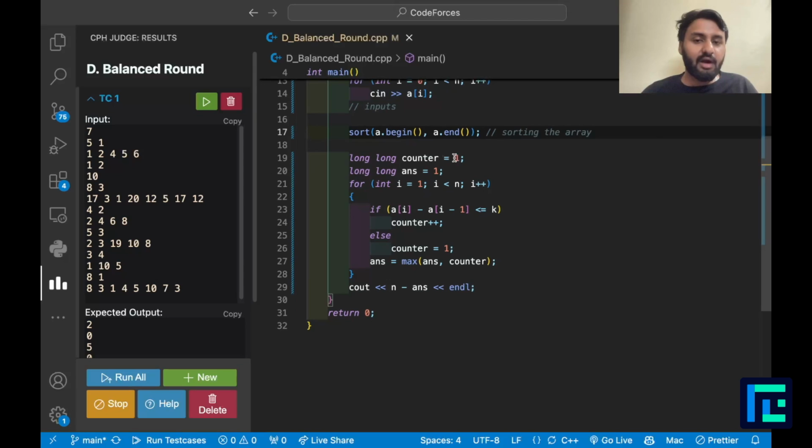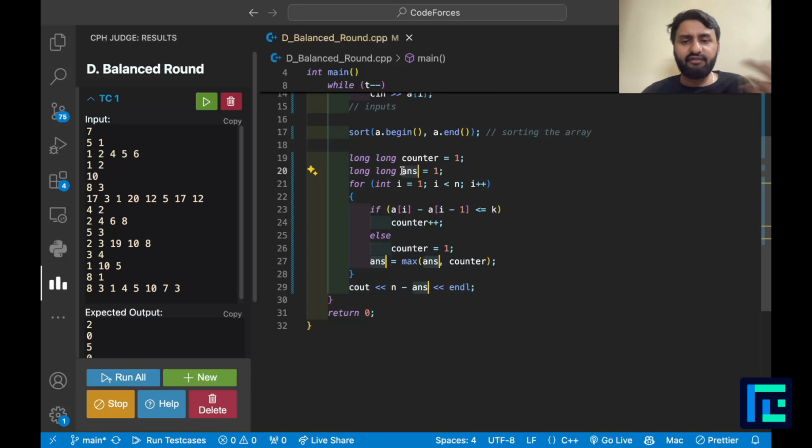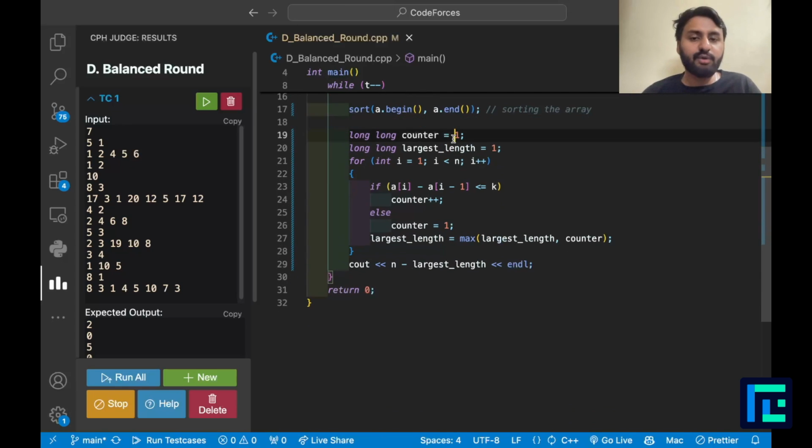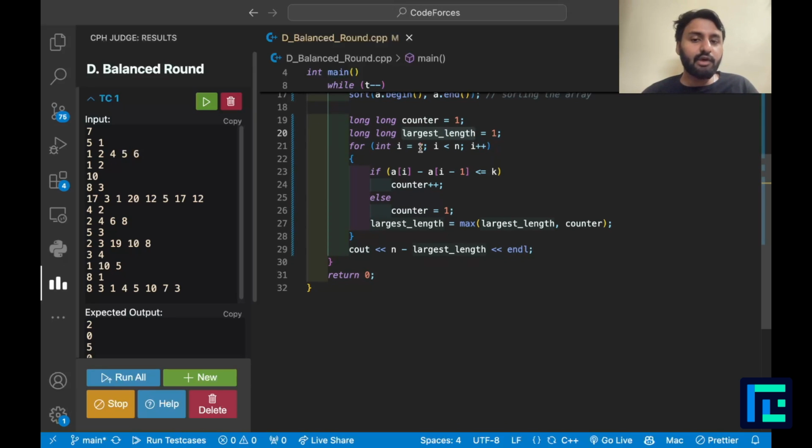And then I take a counter variable, that is 1, and then an answer variable, which is 1. To be specific, I should not name this answer. Maybe you can name this something different, maybe something like largest. You can say this as largest length. This would make much more sense. So now you have a counter variable. You have the largest length, which you're trying to maximize. It starts with 1. Then your loop starts with 1.